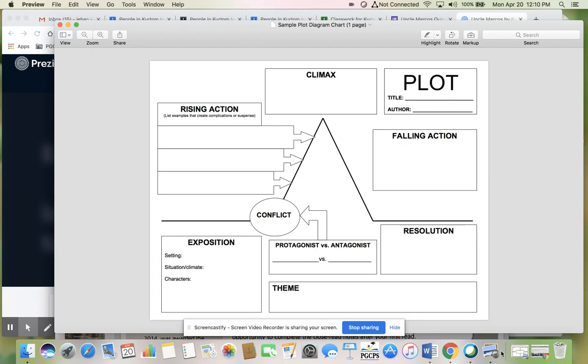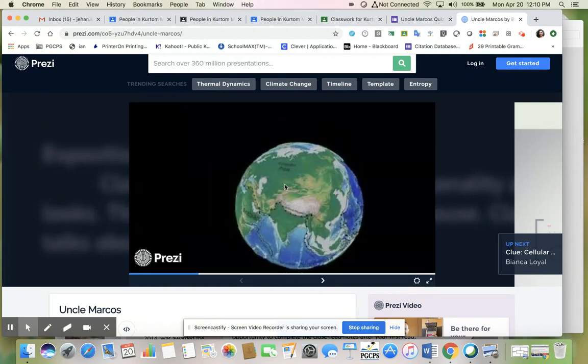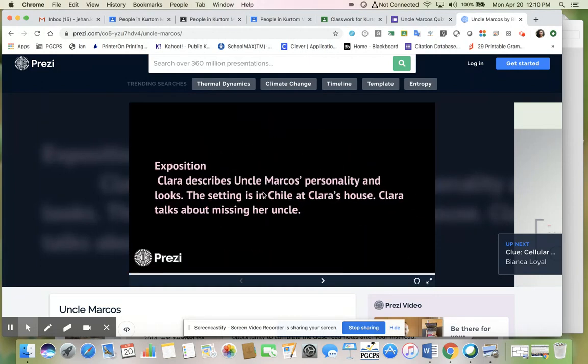So the protagonist of the story is actually Uncle Marcos, okay? He is the main character. He is the protagonist. And we talked about the setting. In the setting, we talked about that it was located at Clara's house. Clara is his niece. Clara is his sister's daughter, okay? And her house is in Chile. So we talked about where Chile was and that it was a country in South America.